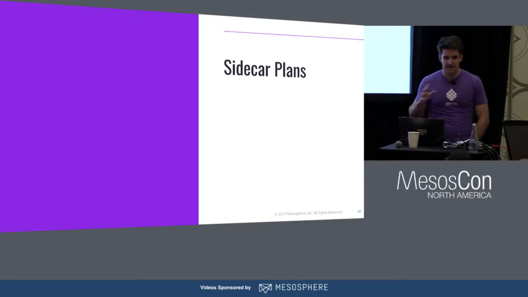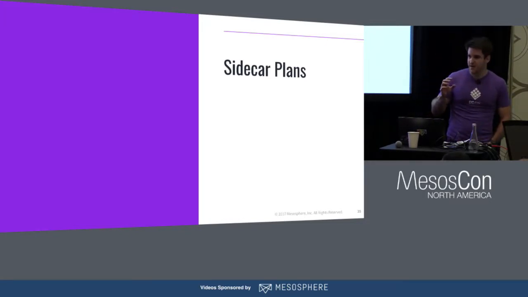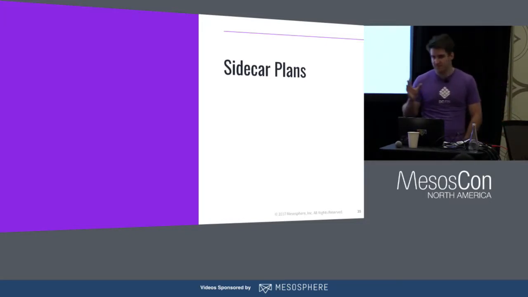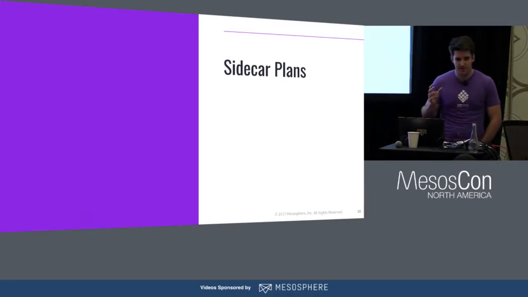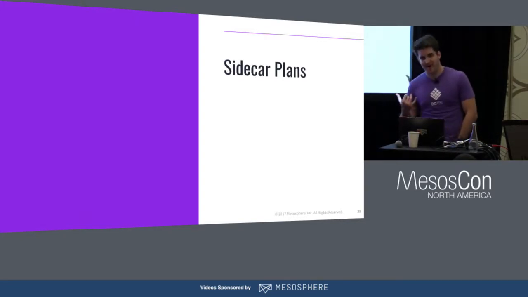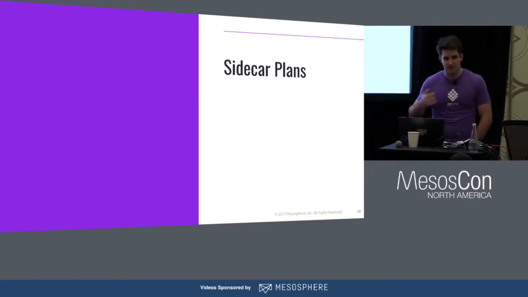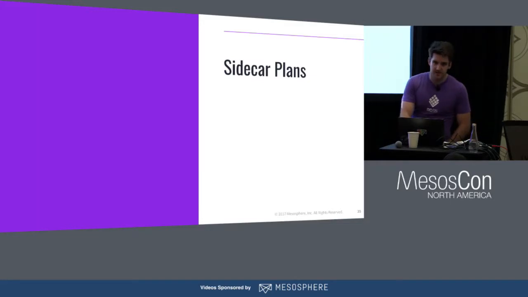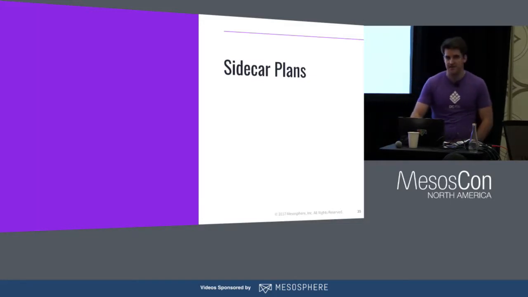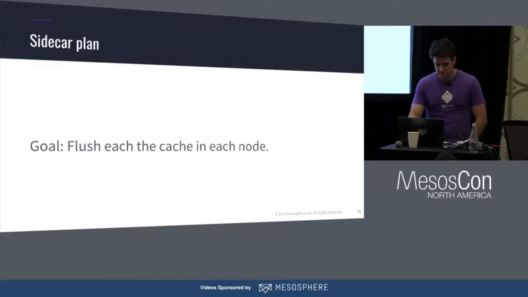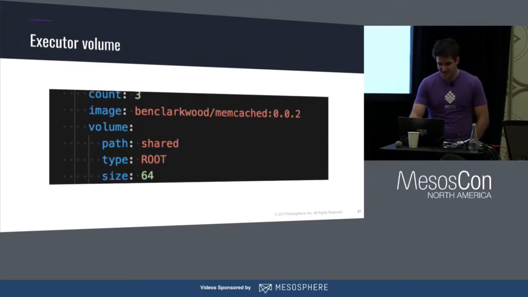So what are good examples, right? Cassandra, we have backup and restore. So you can issue both a backup, and then you can also restore from a backup via sidecar plans, where it'll send it up to Azure or S3. There are other various Cassandra sidecars. I think we have some in Elastic, but I'm not sure. So, neat. What is our goal? We want to flush each cache in each node. Flush each, wow, it's a great sentence.